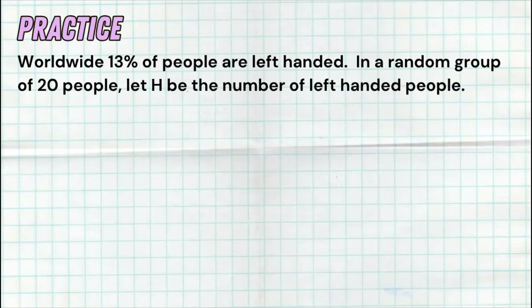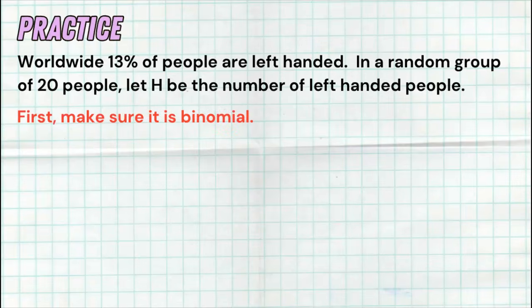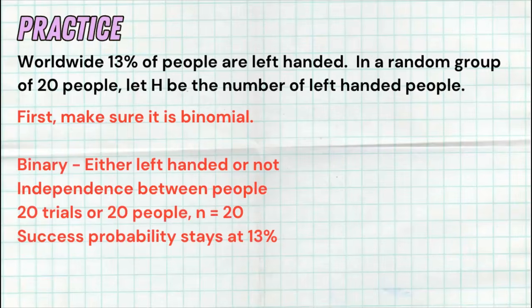All right, worldwide, 13% of people are left-handed. In a random group of 20 people, let H be the number of left-handed people. Now, the first thing we want to do is make sure it's binomial. So let's check all of our rules. First, it's binary. A random person is either going to be left-handed or they're not. It's independence. If I'm left-handed, that's not going to make the next person any more or less likely to be left-handed. And we're talking about a population of millions of people in the world.